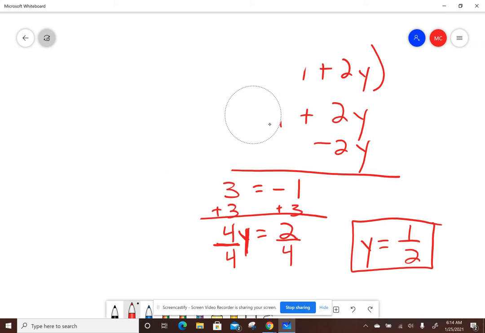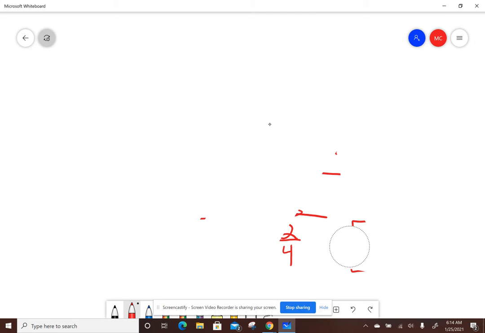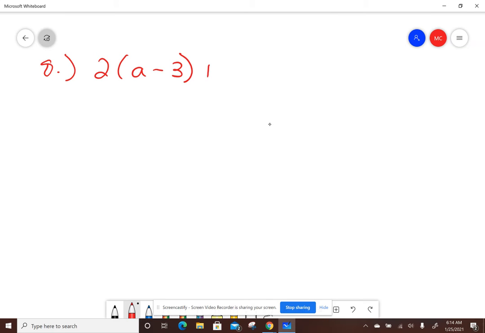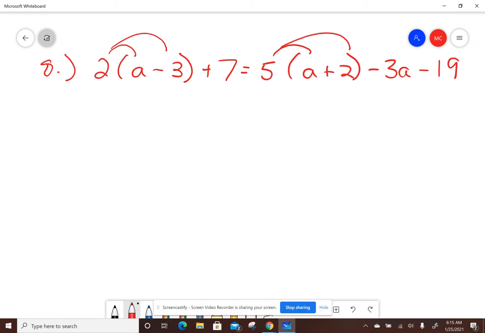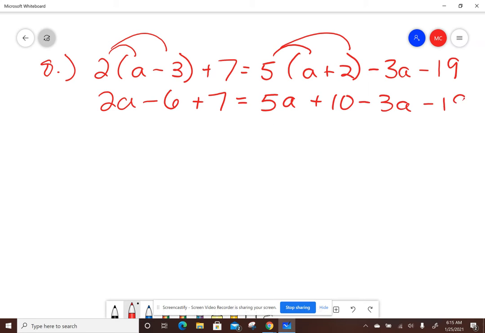And again, if you want to try number 8 on your own first, go ahead and do it and then see if you did it correctly. Okay, so number 8 is 2 times a minus 3 plus 7 equals 5 times a plus 2 minus 3a minus 19. Okay, so I'm going to distribute first. 2a minus 6 plus 7 equals 5a plus 10 minus 3a minus 19.